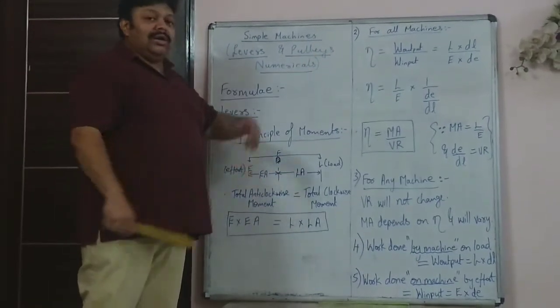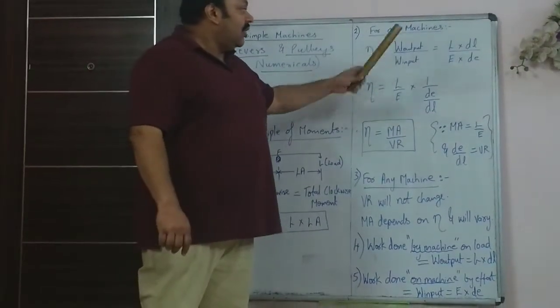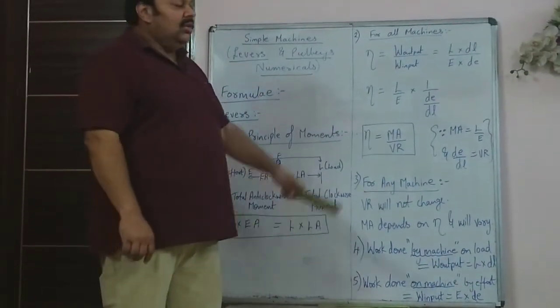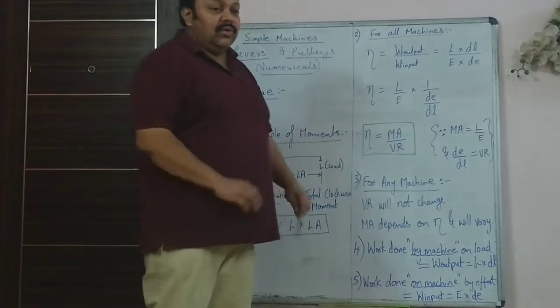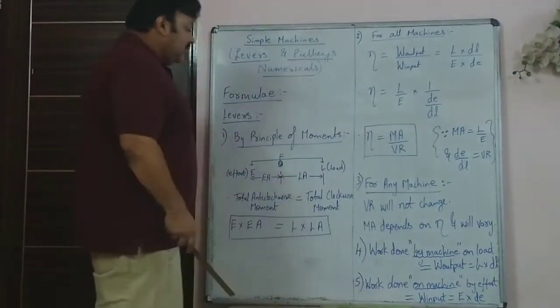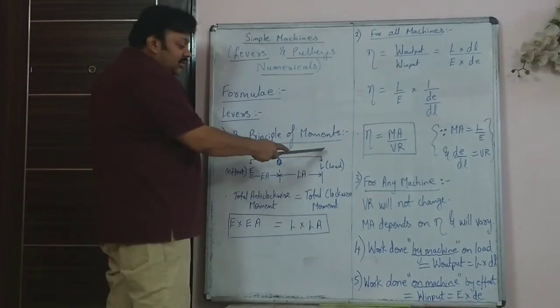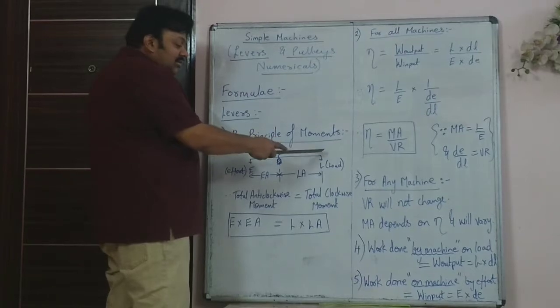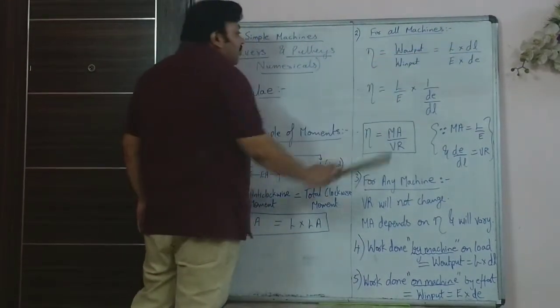Same way you had learned all these formulae in theory. Efficiency is work output upon work input. What is work output? It is load into displacement of load. So displacement of load means this is going to move up maybe a distance dL. So that distance by which the load has been raised, that is the displacement of the load.